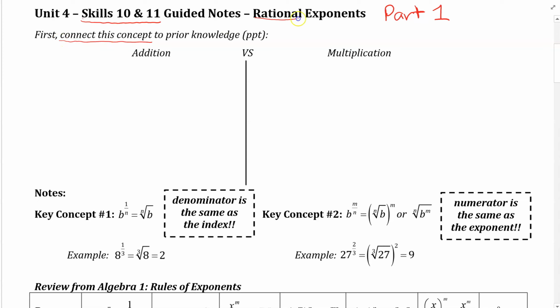a rational exponent to prior knowledge, and for that, I'm going to transition over to a PowerPoint that will walk us through one example using addition and then another example using multiplication, so you can see the similarity between the two. So let's transition there now.